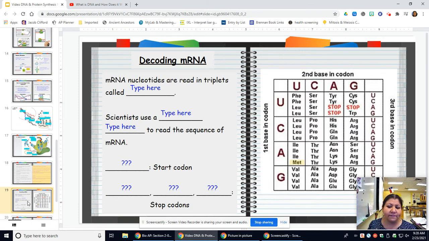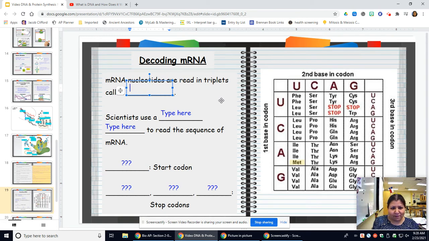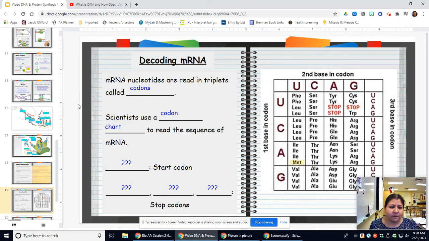Next, we need to figure out how to decode mRNA. This is actually the part of this unit that's the most fun. Most of the time, students enjoy this lesson. So how do we do this? When we're decoding mRNA, mRNA nucleotides are read in triplets called codons. We've already gone over that. Scientists use a codon chart to read the sequence of mRNA. I don't actually know why I made this into 2 blanks. That was my bad.